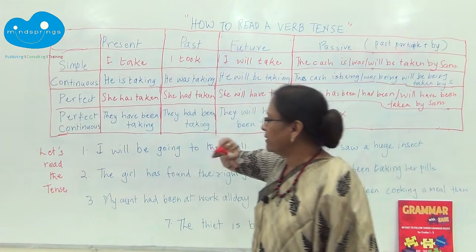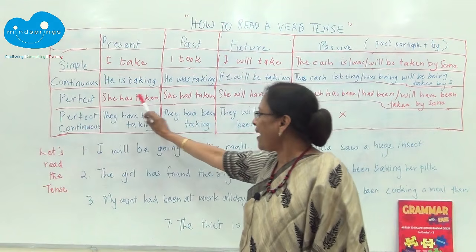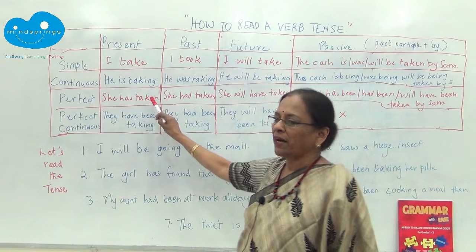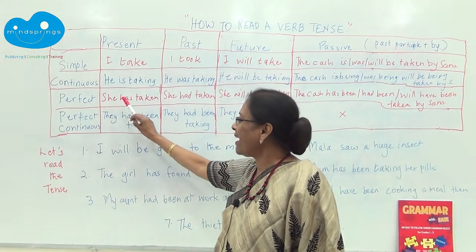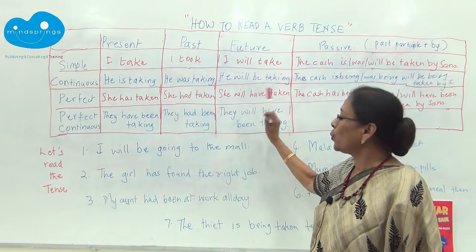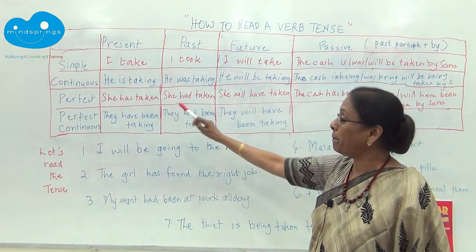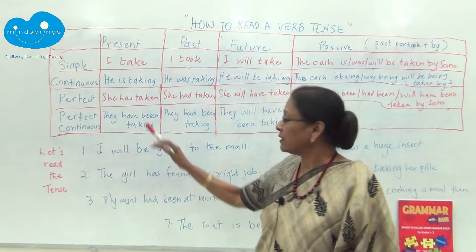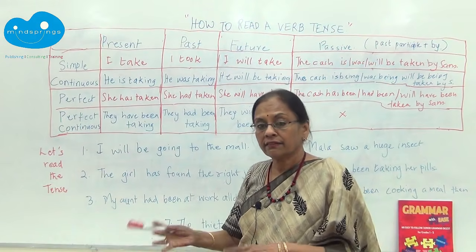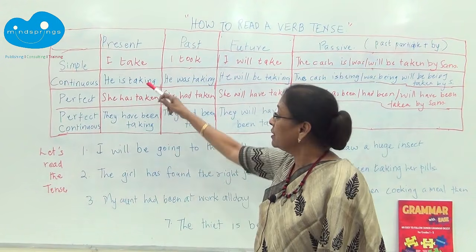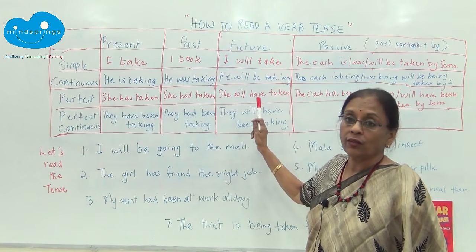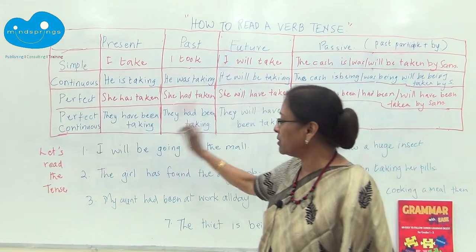The perfect tense has got this: has, had, and will have, and you have the past participle. So she has taken, she had taken, she will have taken. These are your perfect tenses. Perfect, the action there is completed: taken, has taken, finished, already over. Here it is continuing. So therefore has taken, had taken, and will have taken, future perfect.